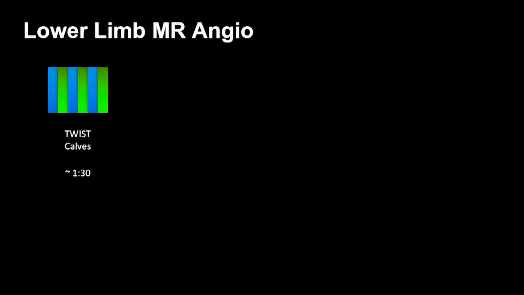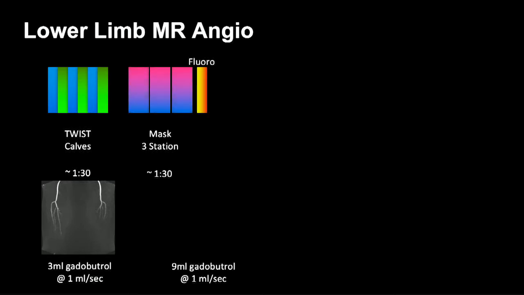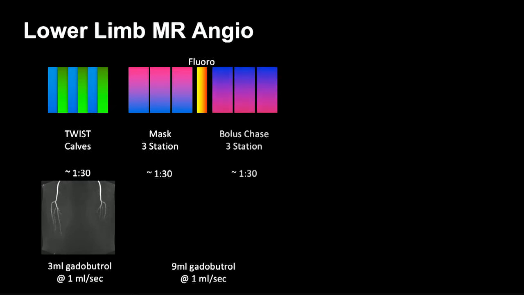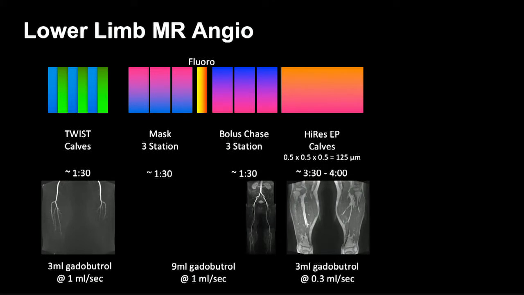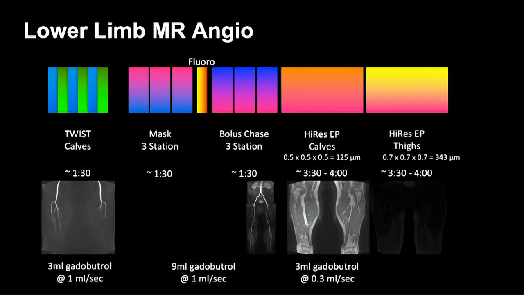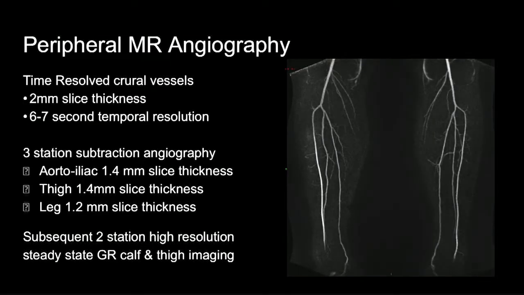So I've got a Siemens scanner, so I use TWIST following an infusion of Gadavist. Then we take our mask images. We then use MR fluoroscopy over the aorta as the gadolinium is being infused, and that triggers the standard 3-station angiogram. And following that, we do our high resolution imaging. It takes around 4 minutes or so, and there's a further infusion of a small volume of Gadavist at this point. All of these need good quality saline chases to push them through all the way down to these small vessels. And this is the sort of imaging quality that you can expect.